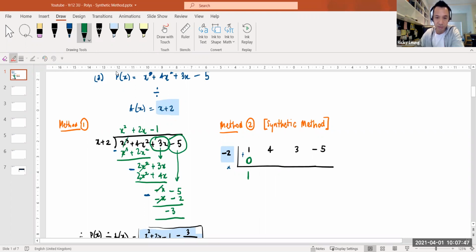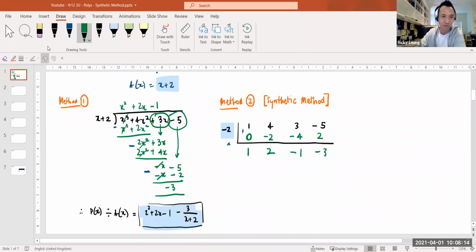1 times -2 is -2. So add, times, add, times, always times with -2. Add, times, add. You're done. Now, you've got 1, 2, -1, -3, and you're thinking, what did you just do?